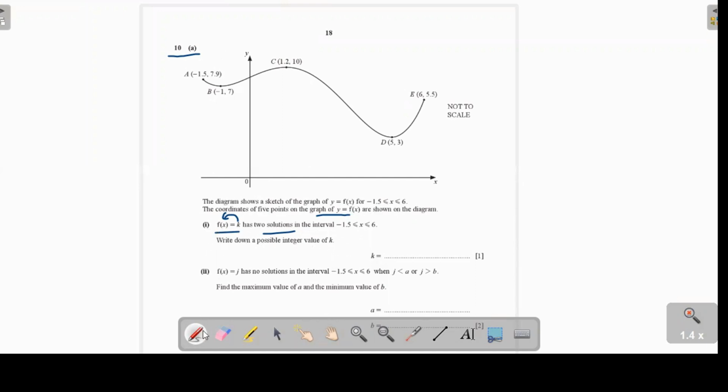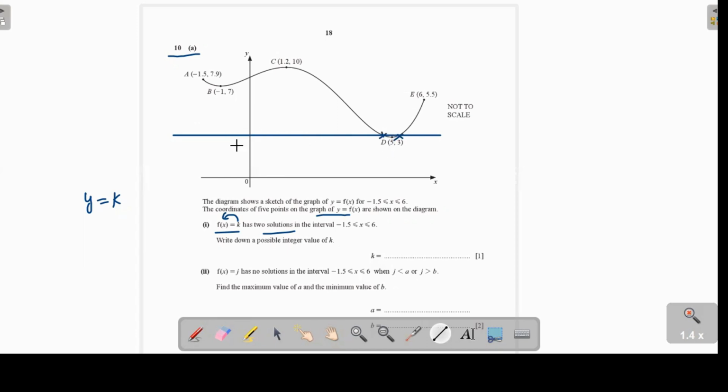Now f of x equal to k means y equal to k. That means a line which is parallel to the x-axis and passing through the graph. You see here the line which is passing through this graph having two solutions. Now we show this is the line which intersects the graph at two positions.